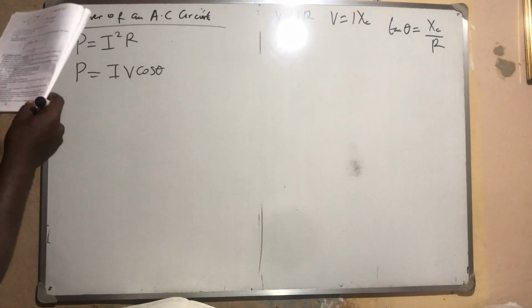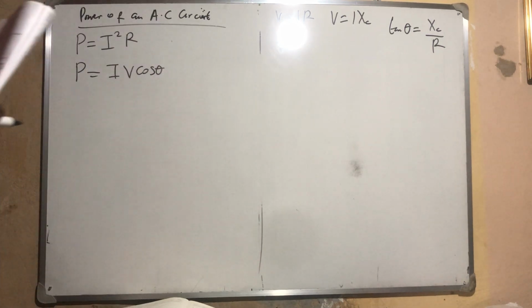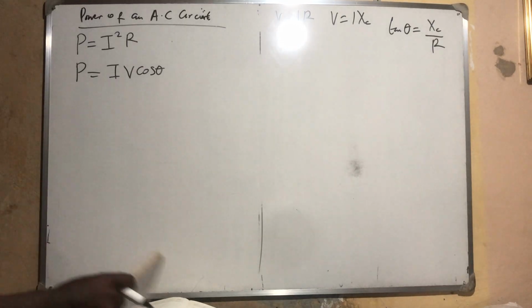Or you equally say that the power is equal to IV cos theta, where P is the average power, or simply the power dissipated in the circuit, or the power loss in the circuit. To find the power loss, we use this or this. Any of these is the formula to use in calculating the power dissipated by an AC circuit.